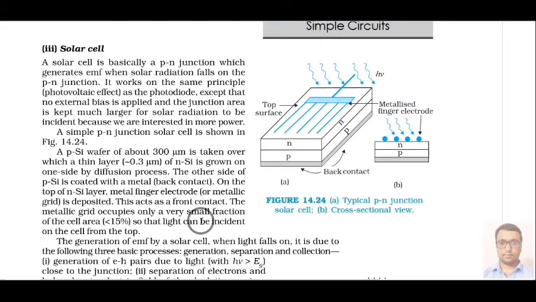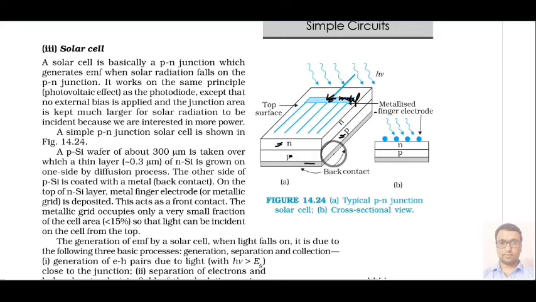After that we have the next topic, solar cell. In the solar cell, first see the diagram. Here we have one metallized finger electrode. This is shaped like a finger, so we can call it a finger electrode. This is basically your metal, and first of all we have one p type layer, and then we have an n type semiconductor layer over the p type semiconductor.